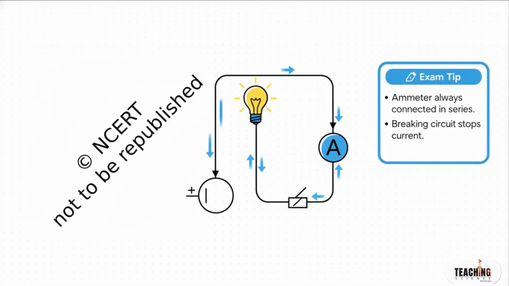Now, looking at how this is all put together, you can see exactly what a continuous closed path looks like. Notice the path of the current here. The arrows point straight from the positive terminal of the cell, through the bulb, through the ammeter, and then right back to the negative terminal. And here's a massive exam tip for you. See that ammeter with the capital A inside the circle? It is always connected in series within the circuit. If you break this circuit anywhere, like say by opening that plug key at the bottom, the current stops dead in its tracks and the bulb goes dark.